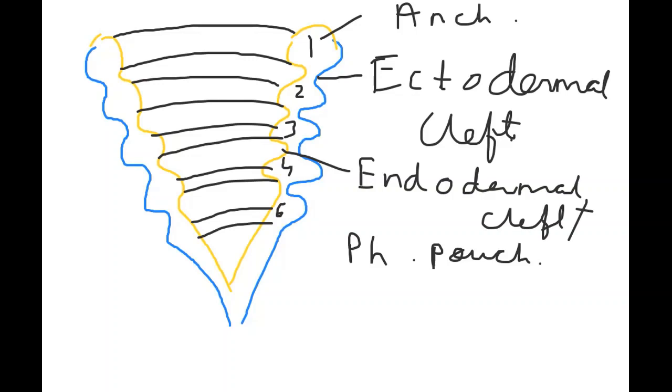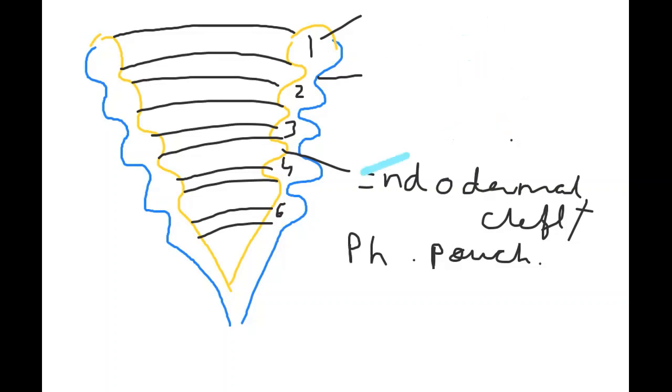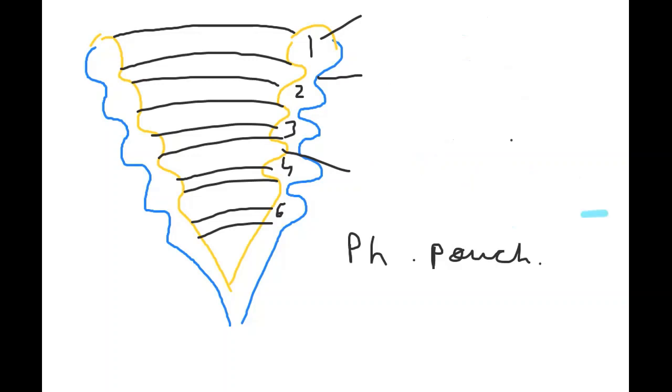Okay, with this in mind, we go on to the next topic, the development of each pharyngeal arch, the structures derived from each arch. So first, the first pharyngeal arch. The first arch is also called the mandibular arch.